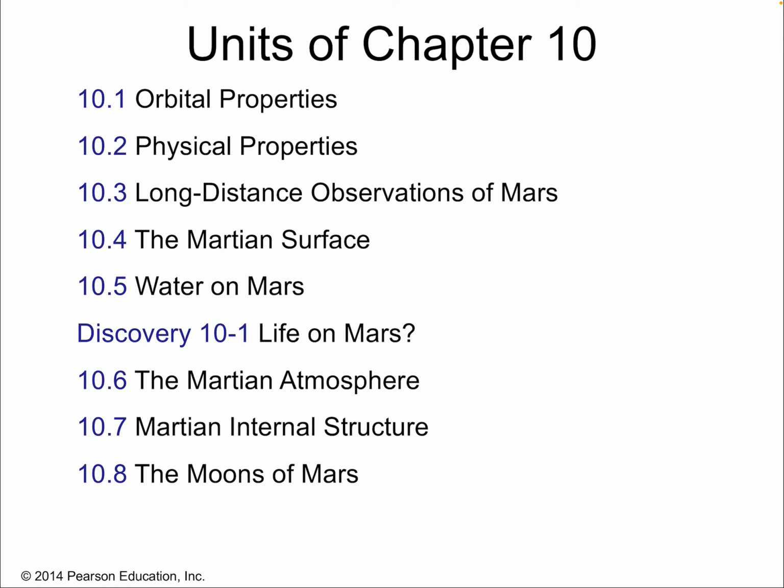Okay, so what are the topics we're going to cover? Well, as we do with all the planets, we're going to talk about orbital properties, the physical properties of the planet, long distance observations of Mars, the Martian surface, then something specific to Mars. Is there water on Mars? Was there water on Mars? Is there or was there life on Mars? More likely, was there life on Mars? Then, as we do with many of the planets, we talk about the Martian atmosphere, the internal structure, and Mars has a couple of small moons, so we will briefly discuss those moons. Okay, so let's get on to the content of this chapter.